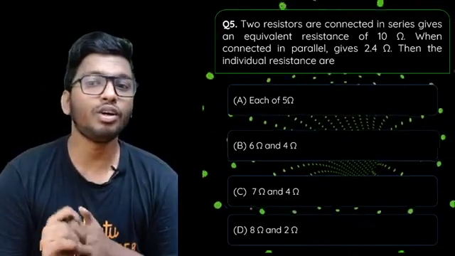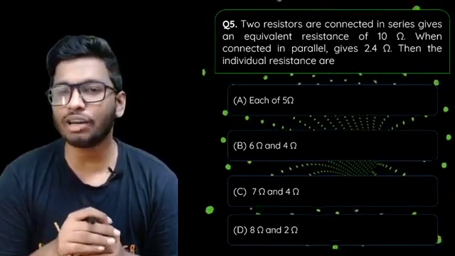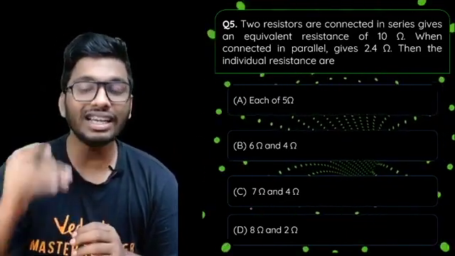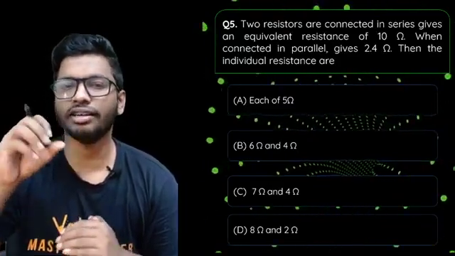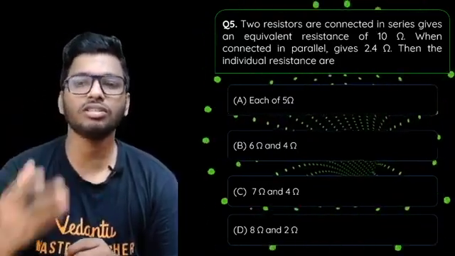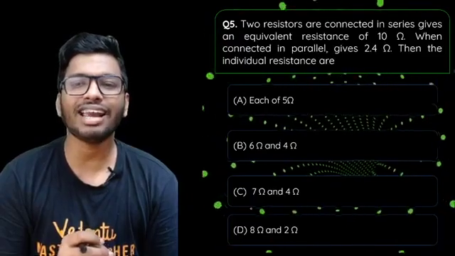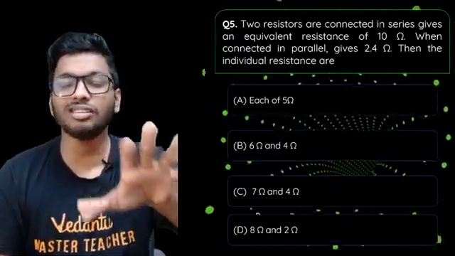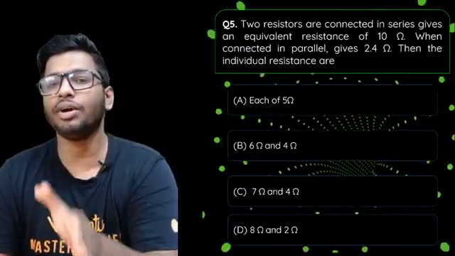So the question is this: two resistors are connected in series and give an equivalent resistance of 10 ohms. When the same resistors are connected in parallel, their equivalent resistance is 2.4 ohms. What are the individual resistances? So that is what they're asking. They're asking you the values of R1 and R2.